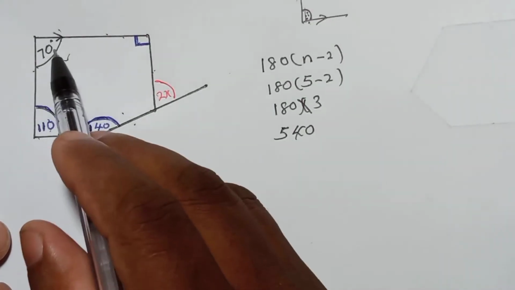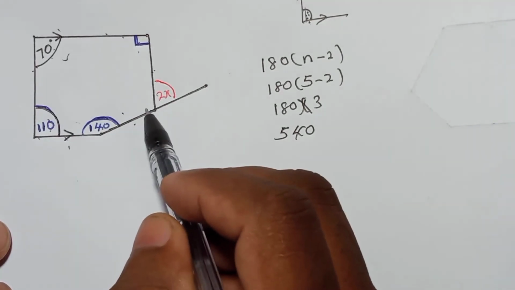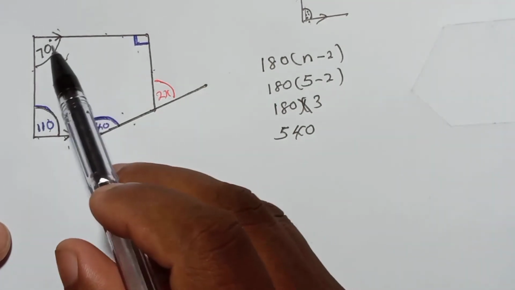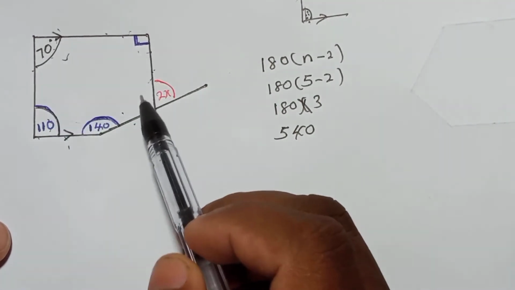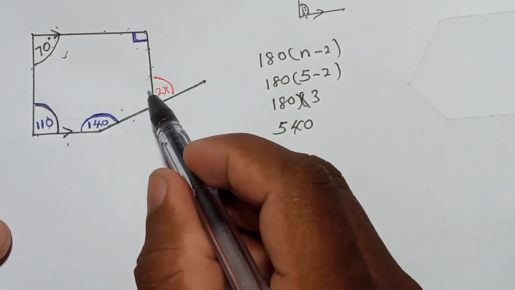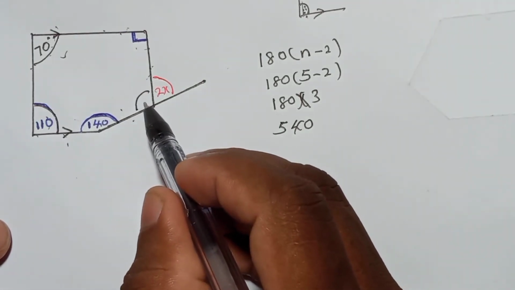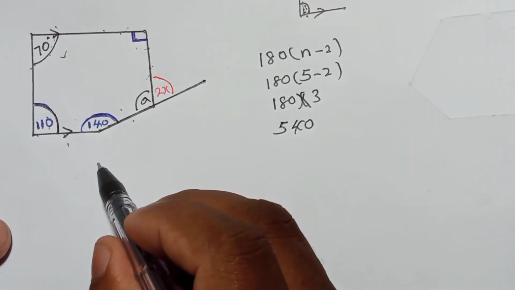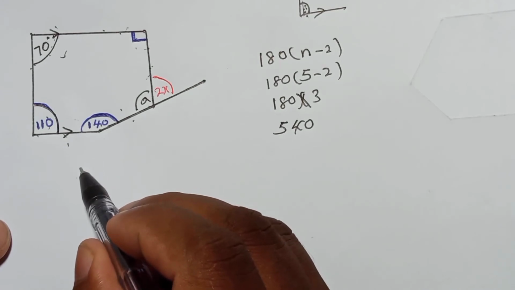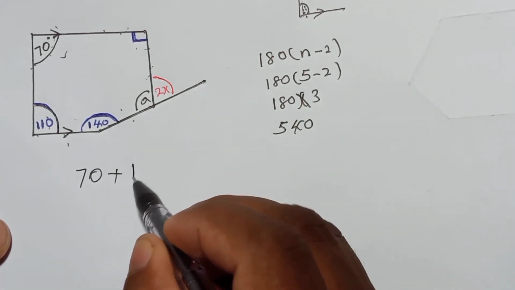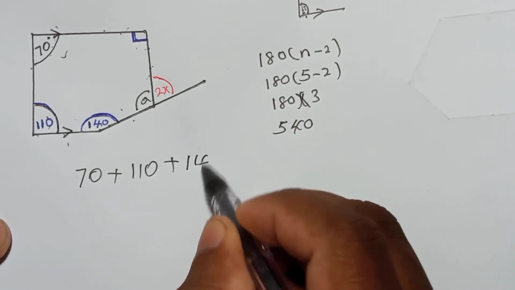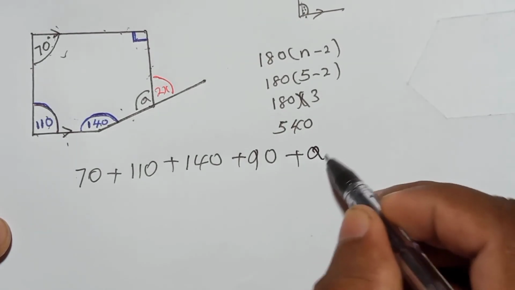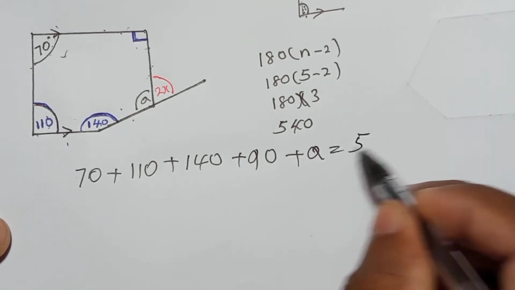So now you can write all four angles plus this angle will be equal to 540, right? That means this is the interior angle, this is the interior angle, like that, no? So okay, for this one I will put a or something like that, right? Then I can write 70 plus 110 plus 140 plus 90 plus this a equal to 540.